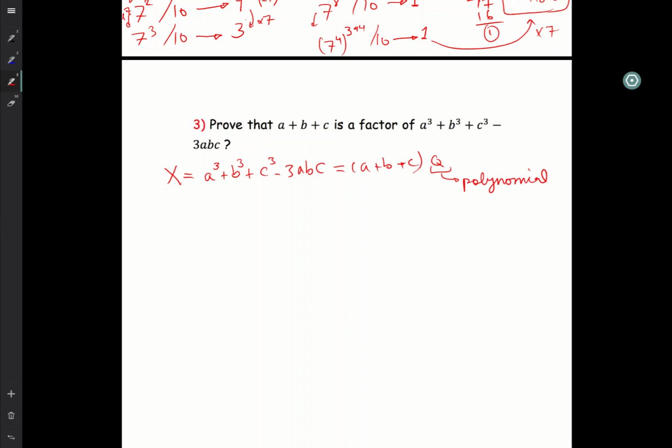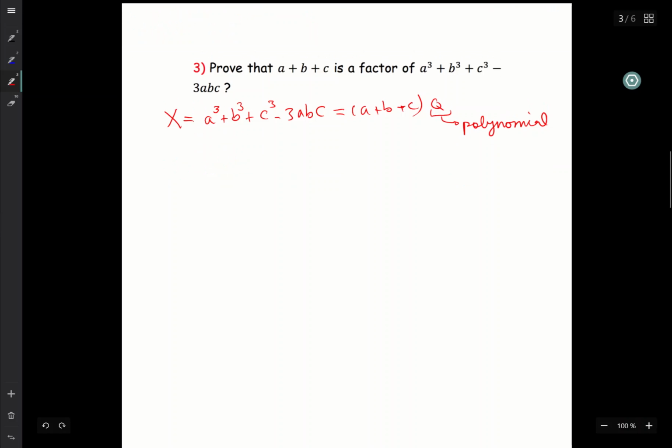And yeah, so how do we do this? There are a couple of ways. One is method 1, which is to try to factorize X. Basically, we start from the left hand side, which was X, a cubed plus b cubed plus c cubed minus 3abc, and try to see how we can factorize this. So a cubed, and remember, we have to try to take out something like a plus b plus c, right?